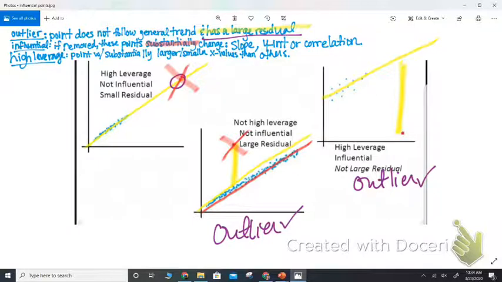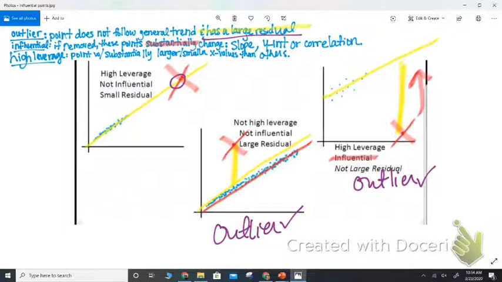But this last one is going to change your slope a lot. If you take that point out, your line will tilt further up, further away from that point. You could play with that on your calculator or with Staplet to see what would happen there. So only this last one is influential, since that's the only one that's going to substantially change your least squares regression line. And the last definition is our high leverage points.